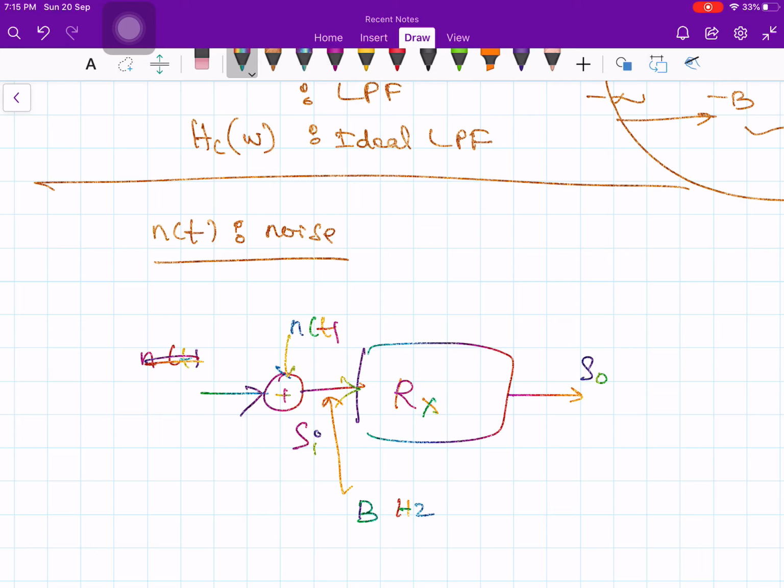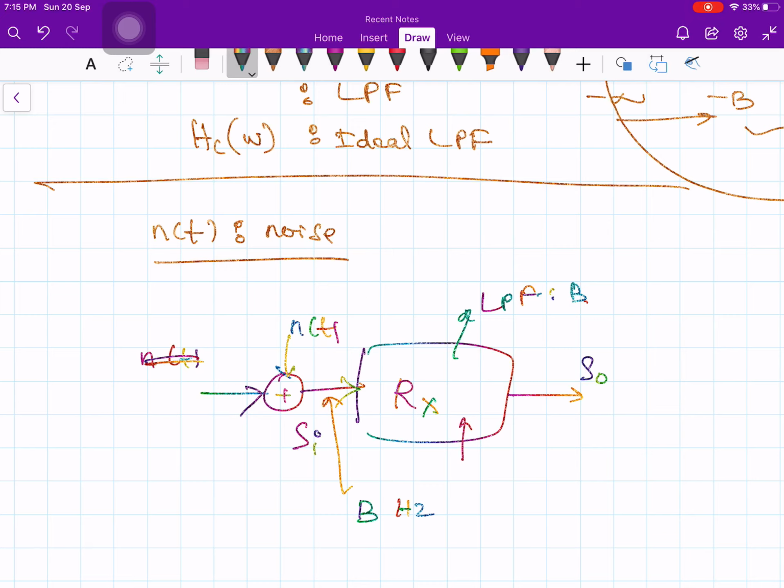The receiver is again modeled as an ideal low pass filter with bandwidth B hertz. So will there be any difference between Si and S0? No, because it passes the signal as it is. So the output signal is the same as the input signal.